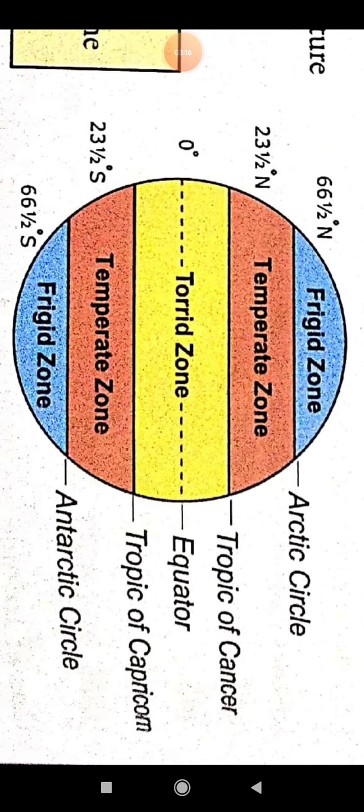See this picture. This torrid zone, the yellow part, lies between the Tropic of Cancer and the Tropic of Capricorn. And see the equator. The equator divides the earth into 2 equal halves. The degree of the equator is 0 degrees, and the Tropic of Cancer is 23.5 degrees north. Arctic Circle 66.5 degrees north. Tropic of Capricorn 23.5 degrees south, and Antarctic Circle 66.5 degrees south. So between the Tropic of Cancer and Tropic of Capricorn, the torrid zone lies. It is the hottest zone because the sun's rays fall vertically on this zone.